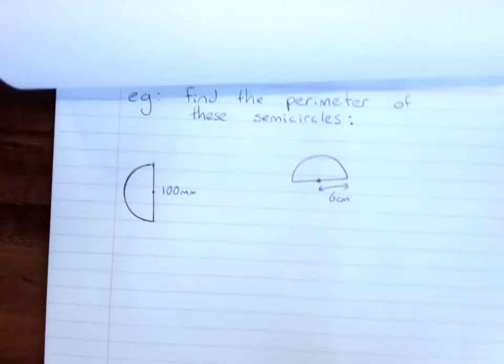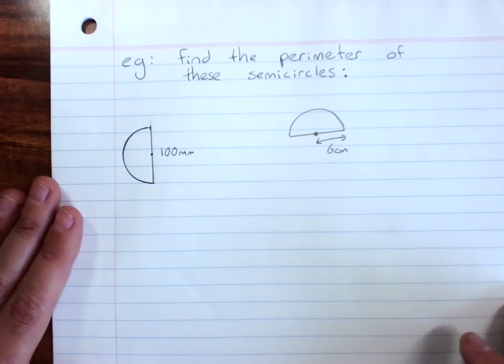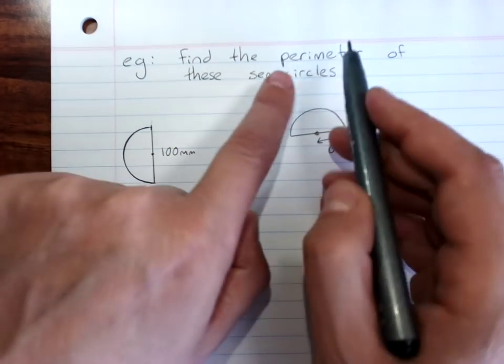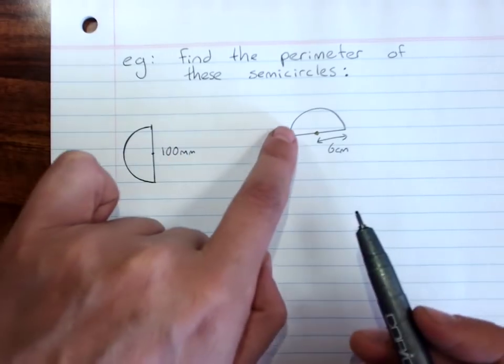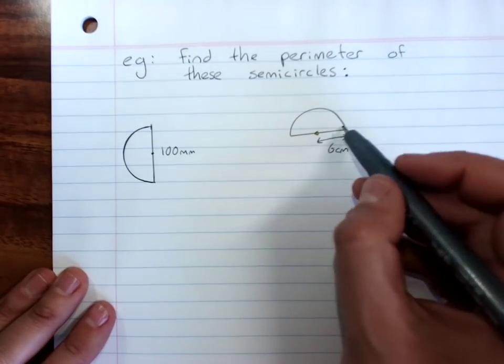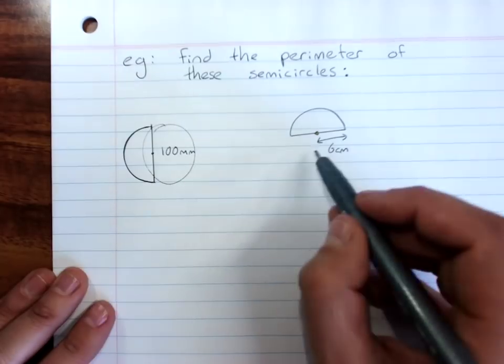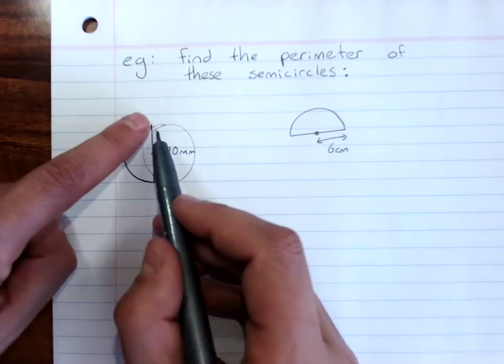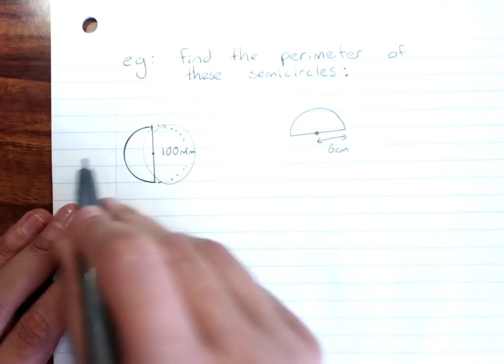So sometimes they'll ask us to find the perimeter of a semicircle, and it's pretty easy. Now remember, perimeter is the distance around the outside of a shape, and it includes the diameter. It includes this straight bit. It's also not the whole circle. If it was the whole circle, it would be around here, but it's half a circle.